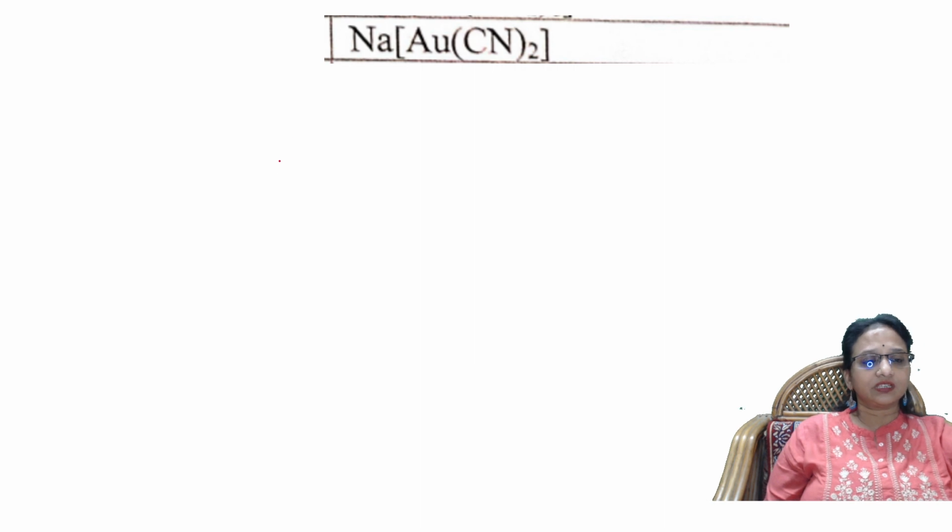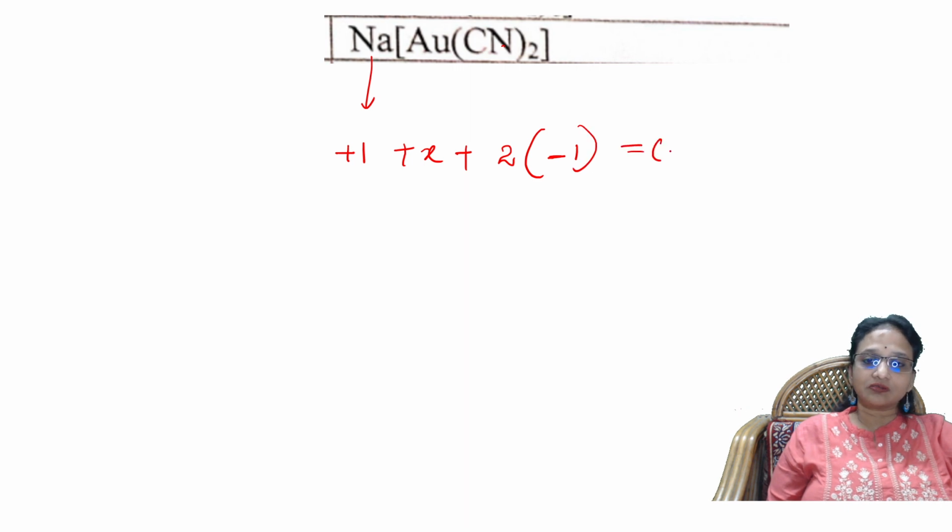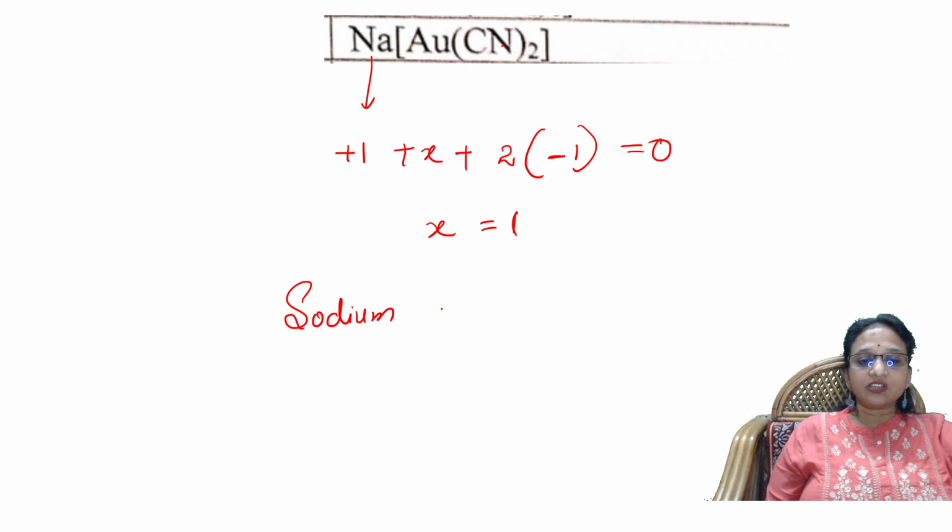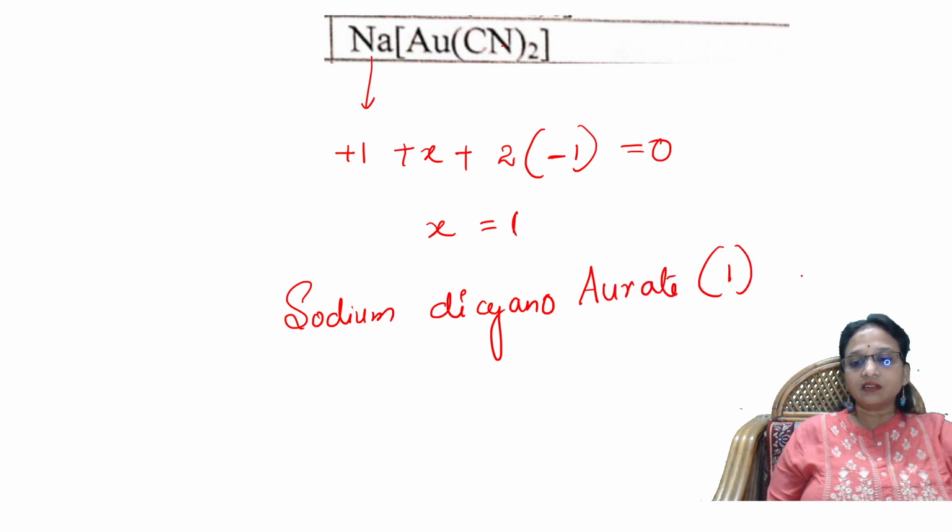Na[Au(CN)2]. Oh, nothing to worry, easy, right? For this it is +1. The metal you don't know, X. Cyano is 2 into -1, cyanide, is equal to 0. X is equal to how much? 1. Name the compound now, students. Start from this, sodium. How many cyanos are there? Di. It is cyano. It is a metal complex, aurate. How much is the oxidation state? 1, complex. That's all, easy.